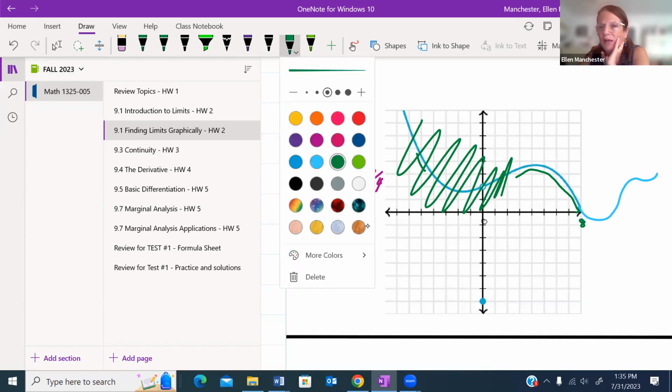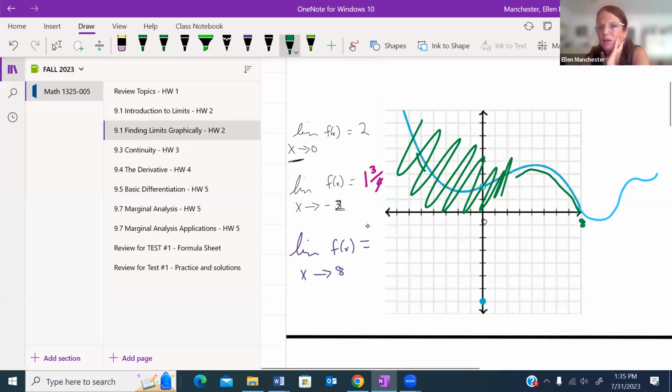And so when I come in from the left, it's approaching this value right here. When I come in from the right, it's also approaching that same value. So what is the y value that I'm approaching? When x is 8, y is about 0. So that's the y value right here. When x is 8, y is 0. Okay, now that's when you see a graph and it comes from both sides, right?